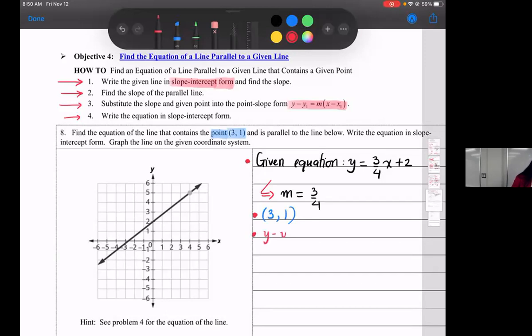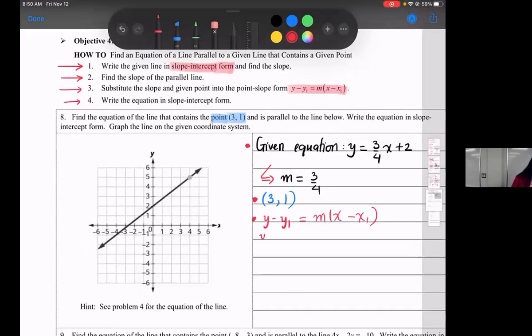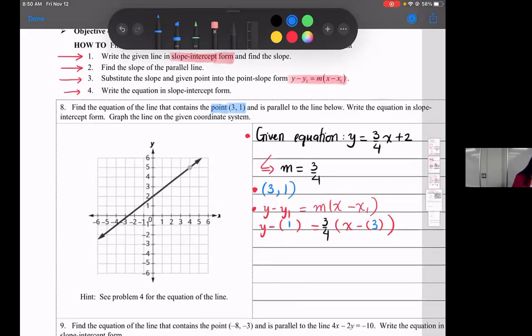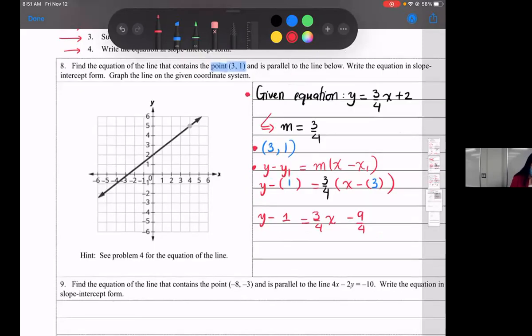y minus y1 equals m times x minus x1. y minus parenthesis equals space times x minus parenthesis. The slope is 3/4. y1 is 1. x1 is 3. And now you simplify. So y minus 1 equals 3/4 x. 3/4 times -3 is -9/4. And then you add 1.